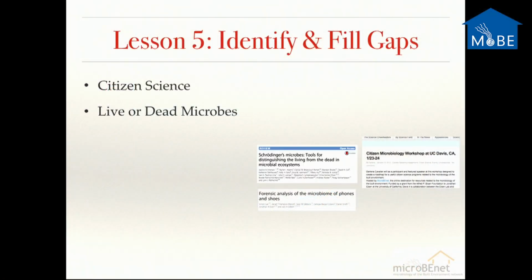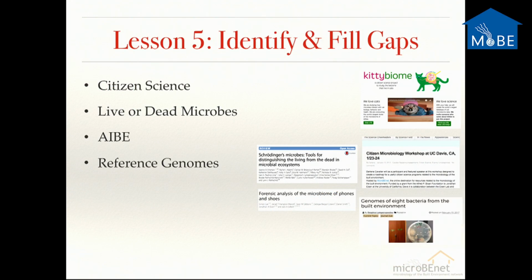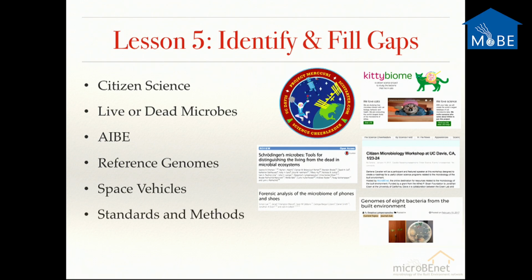We've identified many areas that we had workshops that led to, I think, very important and successful results on citizen science, on living or dead microbe identification, on animals in the built environment, on reference genomes and the need for reference genomes in the built environment, on studying space vehicles and related activities, on developing standards and methods, and there's still lots of gaps that exist that are out there, and there's still room for organizing people in this community, so I think people should think about that and try and continue to talk to each other about what the gaps are and organizing the community to try and fill in those gaps.